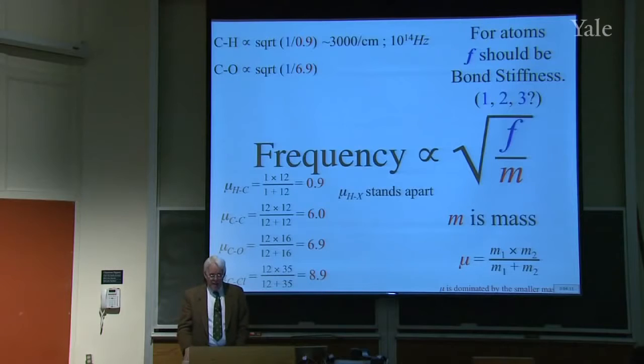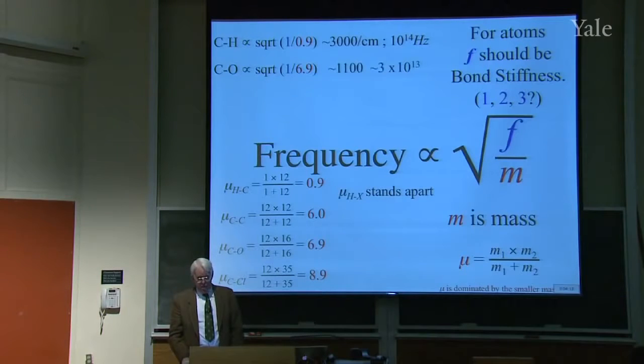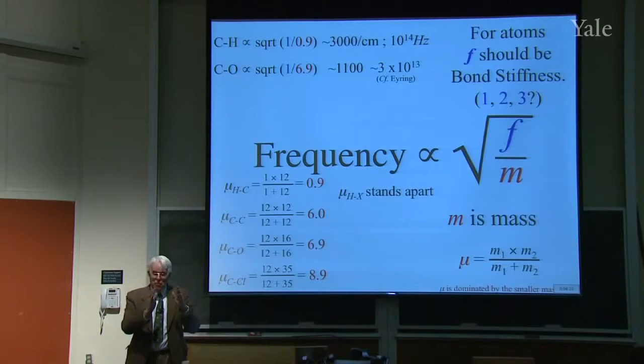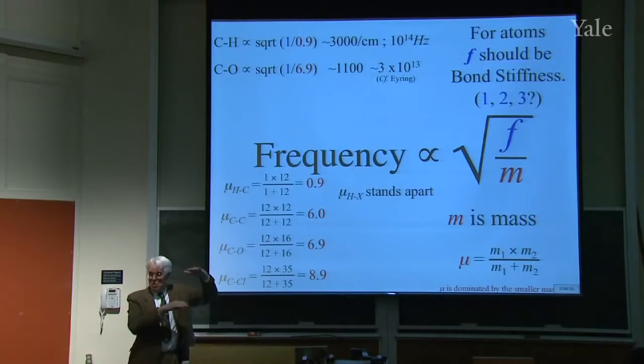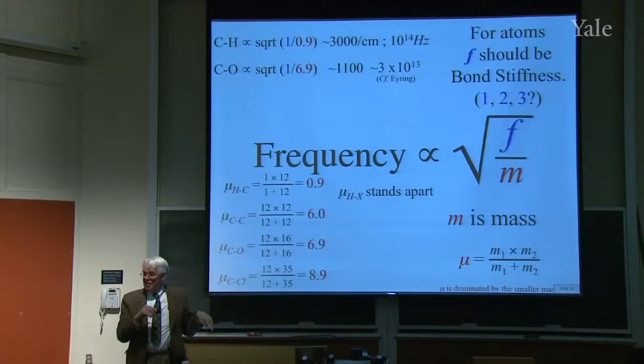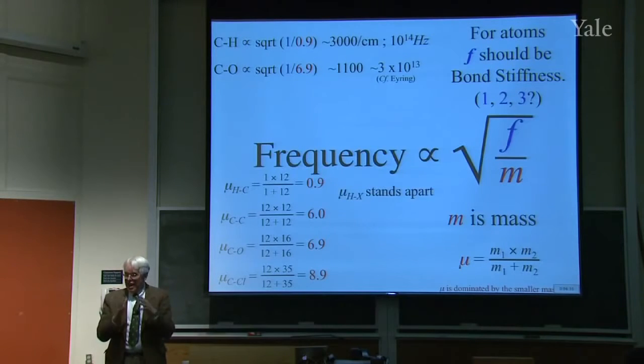A CO bond has a heavier mass, right? 6.9 versus 0.9. If it's a single bond, that's going to be about 1,100 wave numbers, or 3 times 10 to the 13th hertz, right? And that, remember, is what you put in front in Eyring to get a rate, it's 10 to the 13th times that equilibrium constant to the transition state. That's because of this. That's how fast atoms like carbon and oxygen vibrate, right?